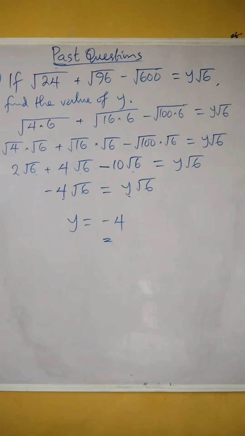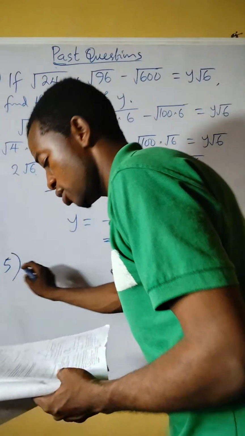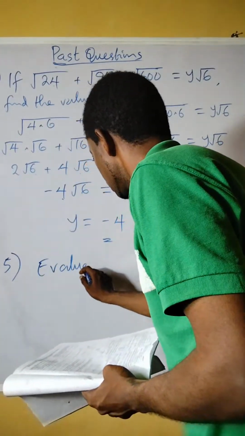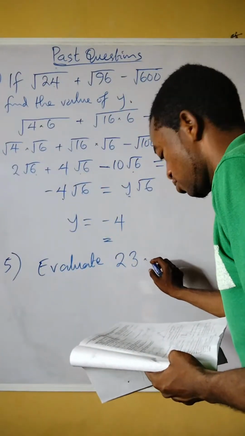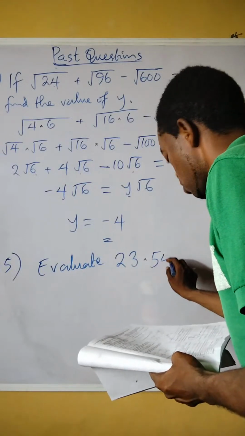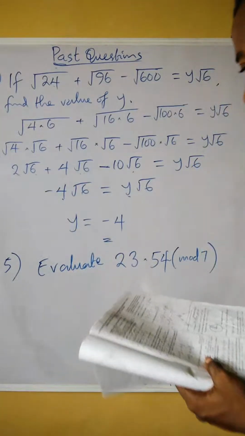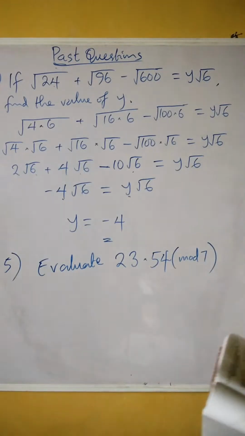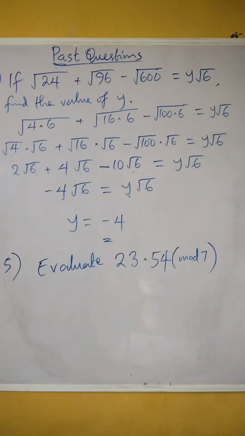Now let's look at the next question, which is question number 5. This question says, evaluate 23 times 54 to mod 7. First is to multiply these two numbers, and when we divide by 7, we write the remainder after division. So modular arithmetic is about the remainder after division.